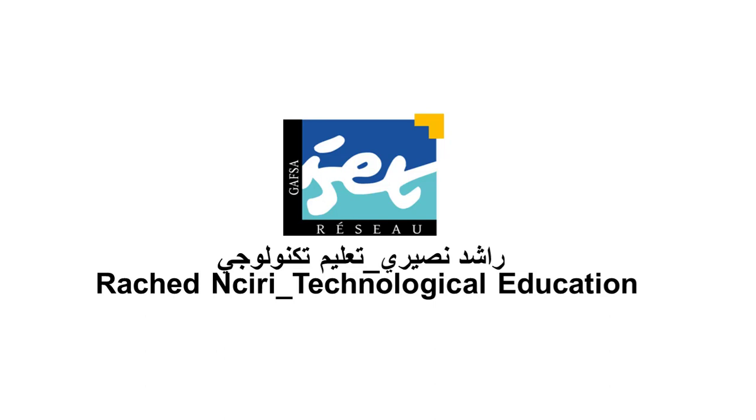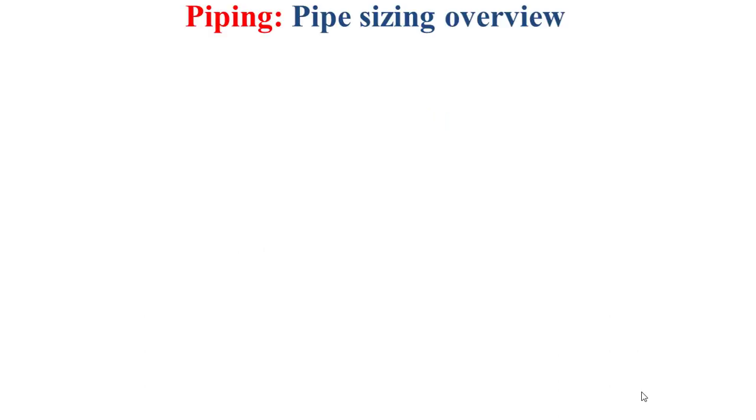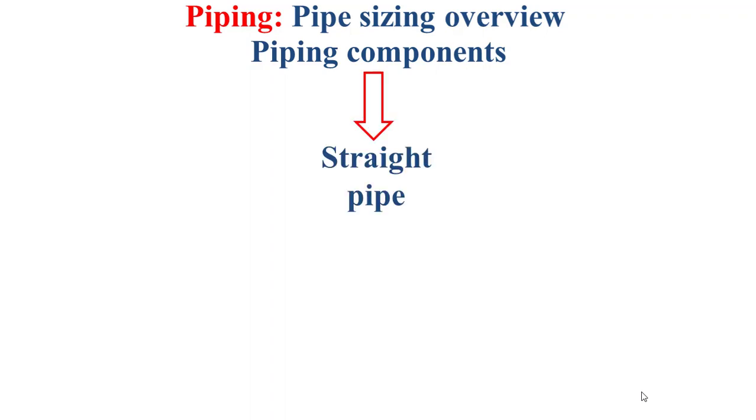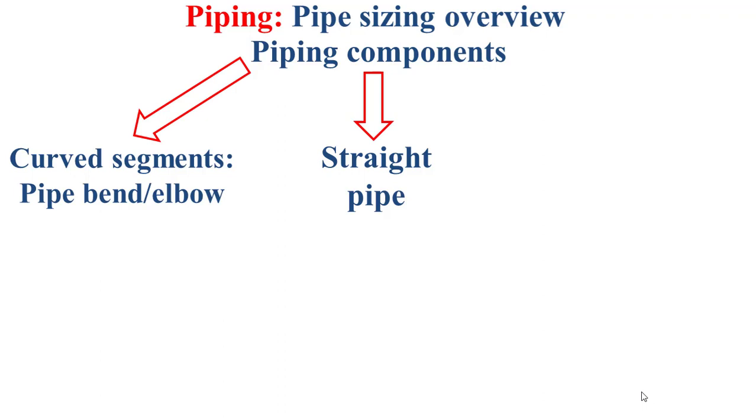Hi students, I'll try in this educational video to technologically explain how to size a pipe based on the ASME calculation code, of course, as simply and as clearly as possible. Okay, let's go. As a pipe sizing overview, I will differentiate the different piping components that can be sized. We have obviously the straight pipe. We have also the curved segments of pipe, like pipe bends and elbows, and we have the miter bends.